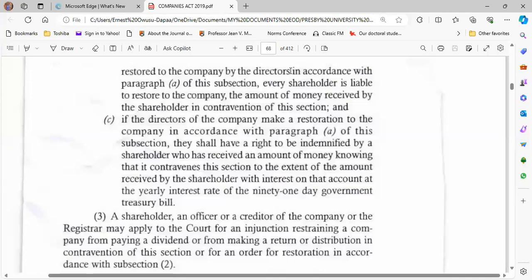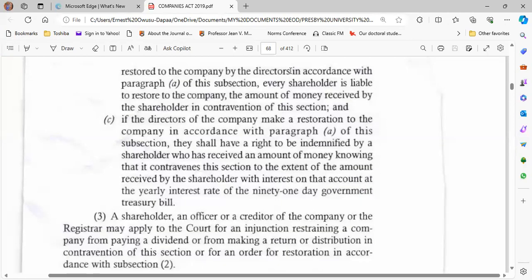So now that the directors have restored the money to the company, the directors have the right to pursue the shareholders for them to pay back the money to the directors who did the restoration. And the directors are also entitled to have interest paid by the shareholders concerned using the 91-day government treasury bill, as it were. Of course, if that were not the case, it will amount to unjust enrichment and also gross injustice to the directors. Mind you, they are directors, all right. They presided over the company when the company passed the resolution.